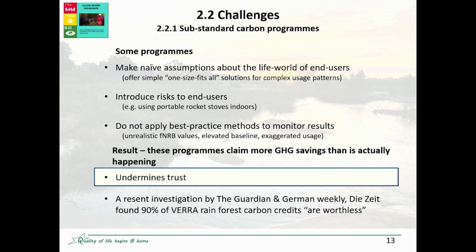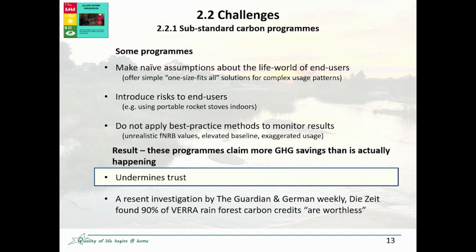So looking at the substandard carbon programs, these programs make naive assumptions about the life world of end users. So you may find that people implement on large scale a one-size-fits-all type of solution. The problem is not always the fact that they are implementing, but the fact that they are not measuring all the correct outcomes. Just to give one example, in rocket stove programs we've been testing, we've seen that if you replace an open fire, which is the baseline scenario outside, with a portable rocket stove, you sometimes find that households actually take those portable stoves indoors, which creates a serious indoor air quality problem, obviously, for that household. So the household, from a health perspective, is in those instances in a worse case than in the baseline scenario.